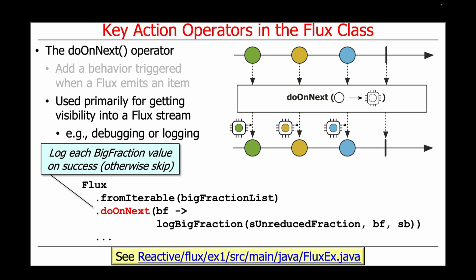Here's a very simple example that we'll take a closer look at when we get to the Flux EX class in the EX1 case study, where we have a fromIterable factory method that takes a big fraction list, turns it into a flux, and then calls the doOnNext operator to log each of the elements that are now in that flux stream. And of course, this will succeed. If for some reason it failed, which it won't, this method would be skipped, but it will succeed.